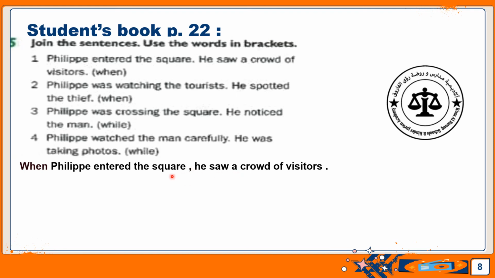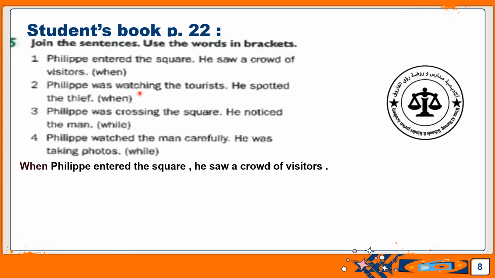He saw. Why we don't use past continuous in the second sentence? Why? Who wants to answer? Yes? Excellent, because saw is from the stative verbs. So we don't use these verbs in continuous tense. That's why, Miss, we put both sentences in the simple past. We can't say he was seeing a crowd of visitors, okay?